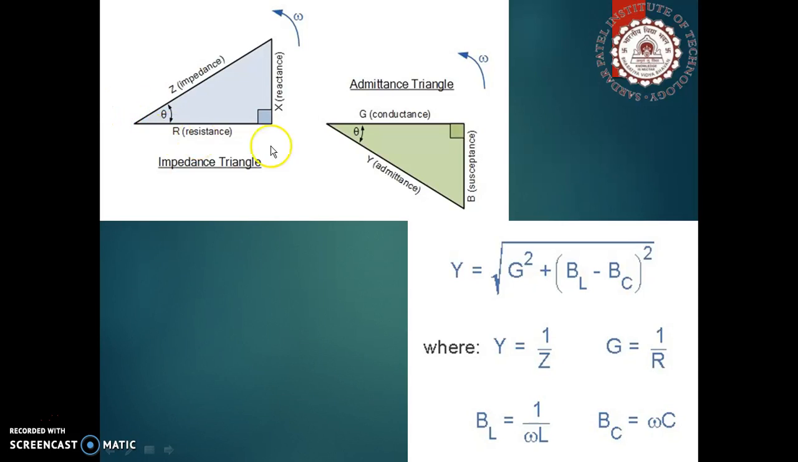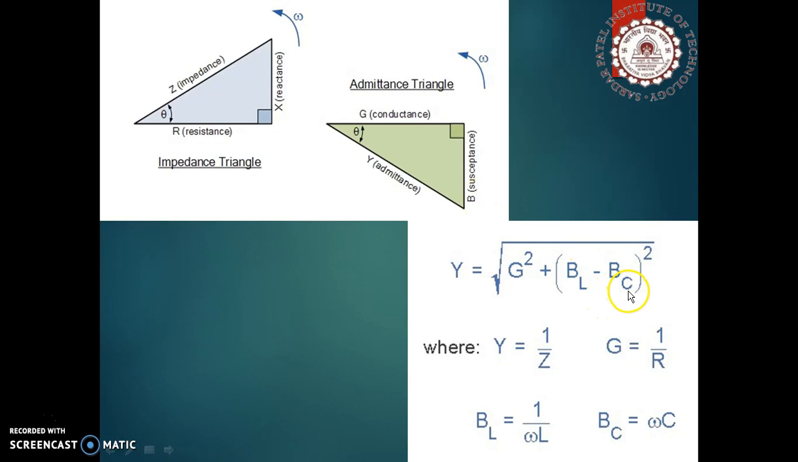Here we can see that the impedance triangle and the admittance triangle both have been drawn. Here, as we have seen before, resistance is replaced by conductance, that is 1 by R. Reactance is replaced by susceptance, that is 1 by X, and Z is replaced by Y, where Y is equal to 1 by Z. And this is the admittance triangle. Now here Y is equal to root over G squared plus BL minus BC the whole square.